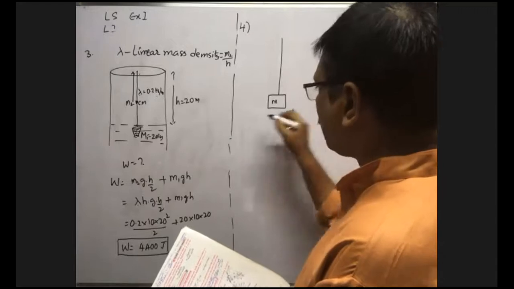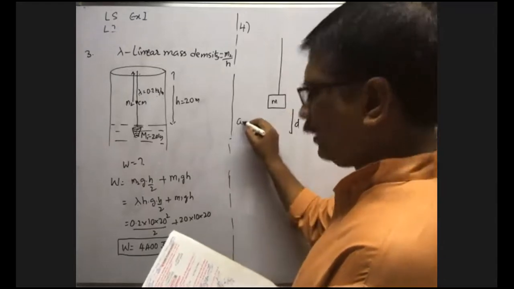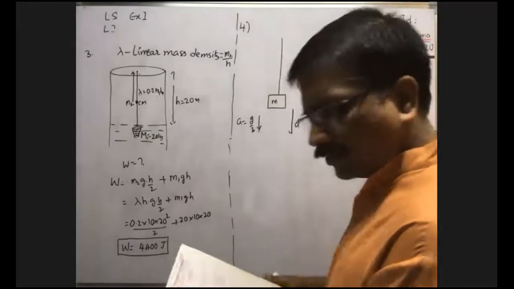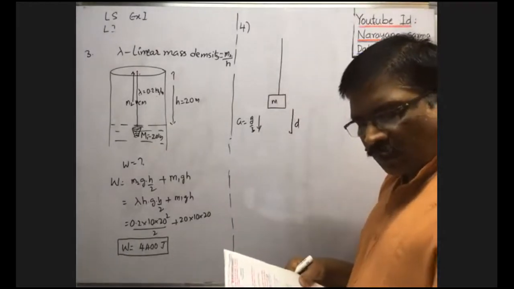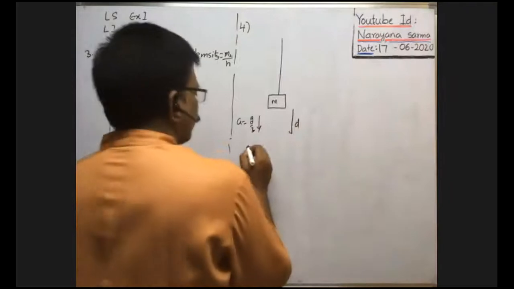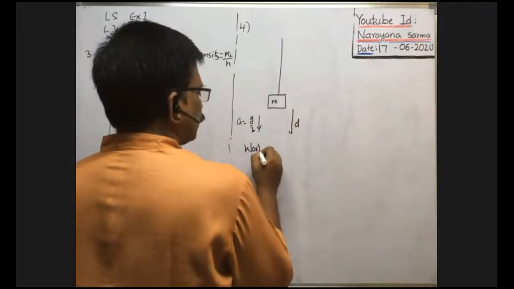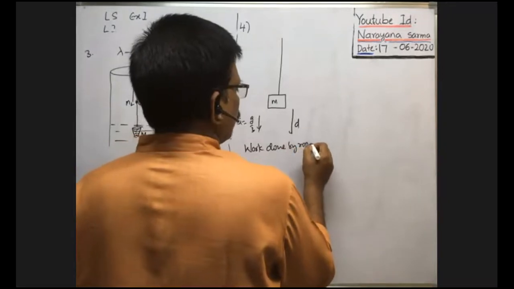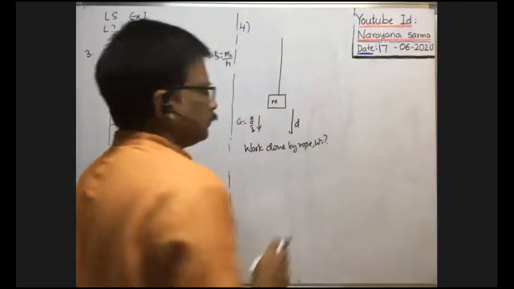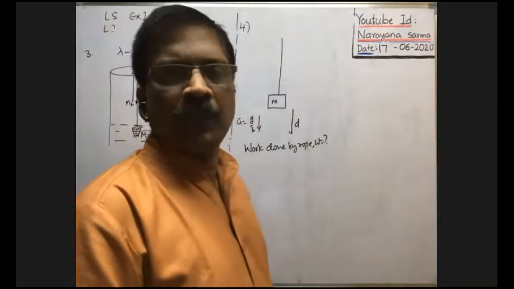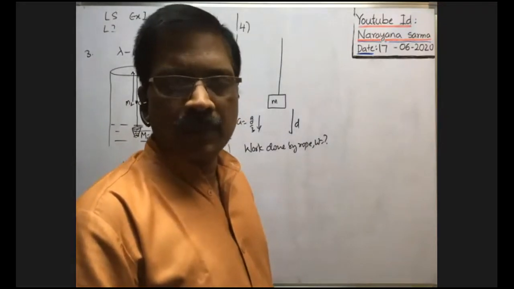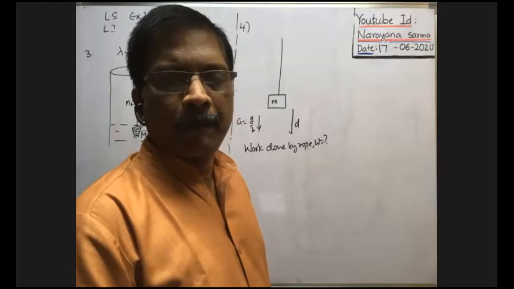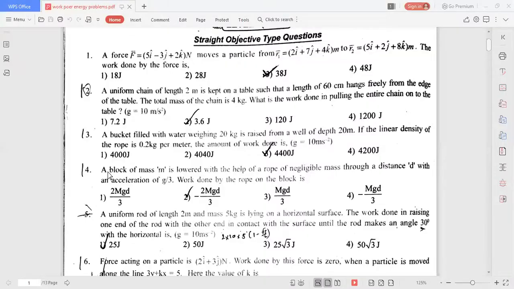With what acceleration is it lowered? That acceleration a is equal to g by 3 in downwards direction. What is the work done by the rope? That is important. Work done by the rope, they asked. W is equal to question mark. Okay, all of you see the problem first. Fourth problem, all of you read.